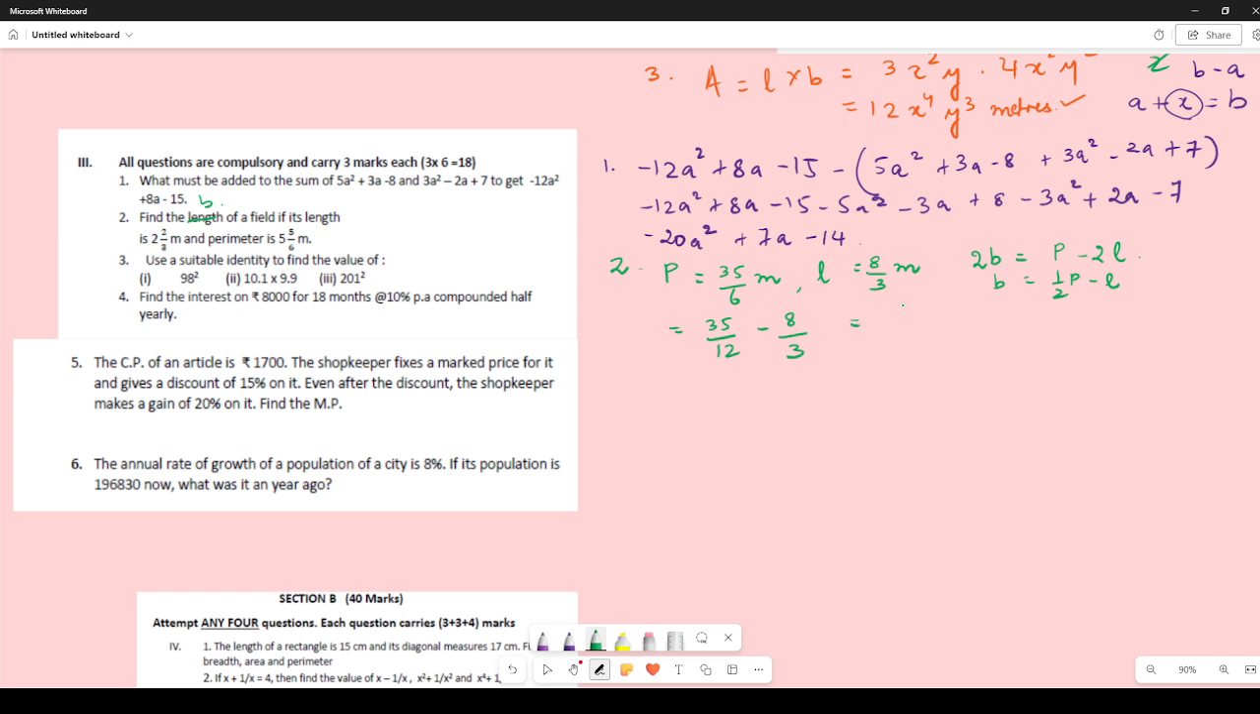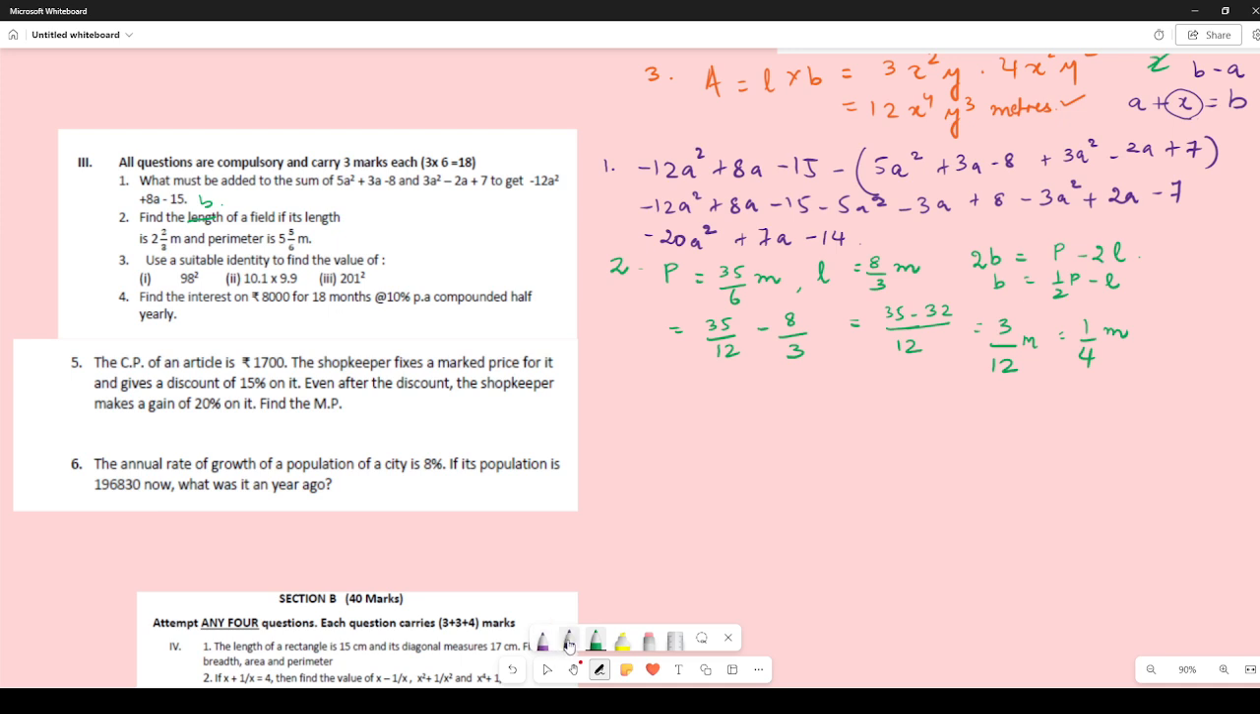Okay, so what do you get over here? 12 will be the LCM over here. 35 minus, sorry, not 24, 32. 35 minus 8 4s 32 is equal to 3 by 12 meters, that is equal to 1 by 4 meters. So the breadth will be 1 by 4 meters.